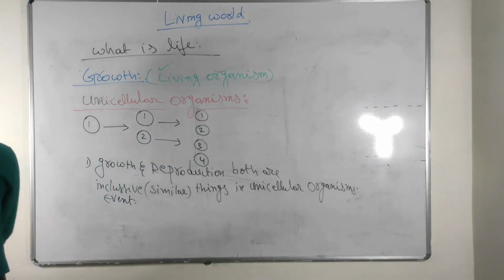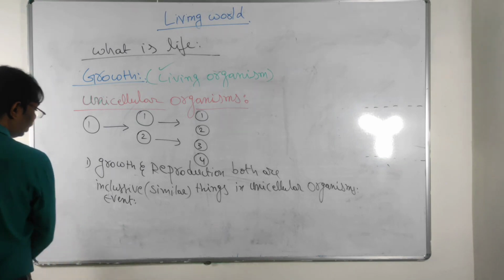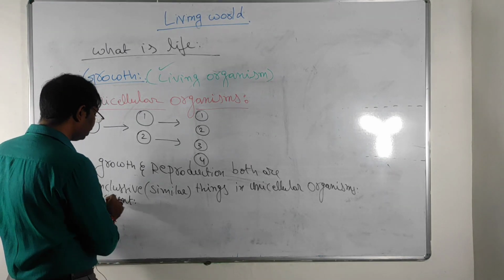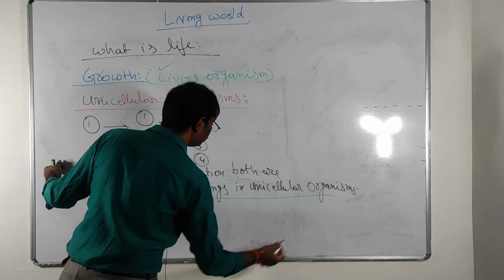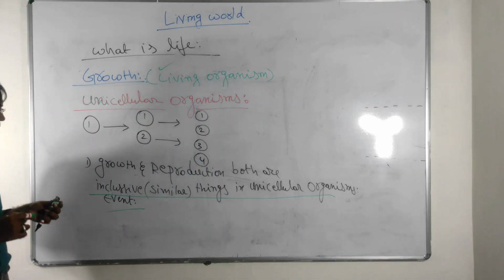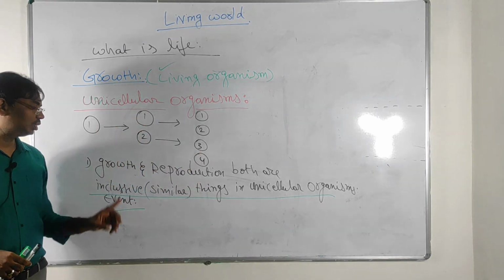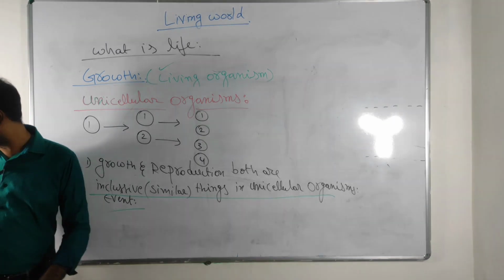Okay, so this point is very, very important. I will highlight the point. So highlight this point in the textbook also, or in notes. Keep this point in the notes. That is, growth and reproduction both are inclusive events in the living organisms.